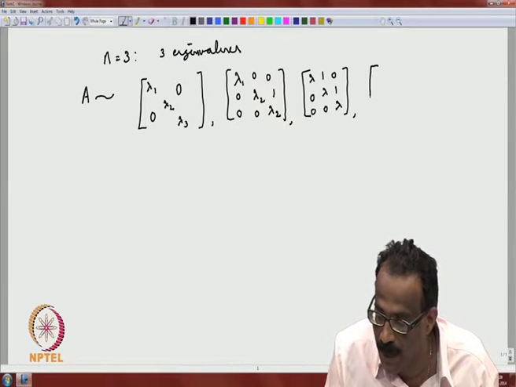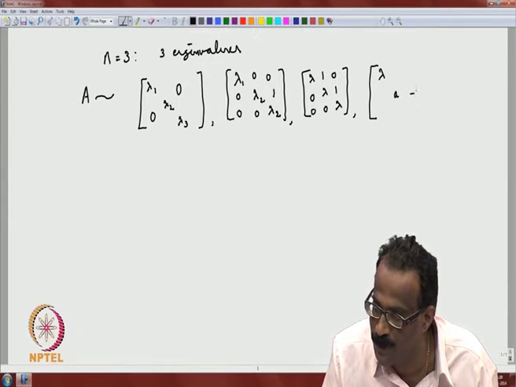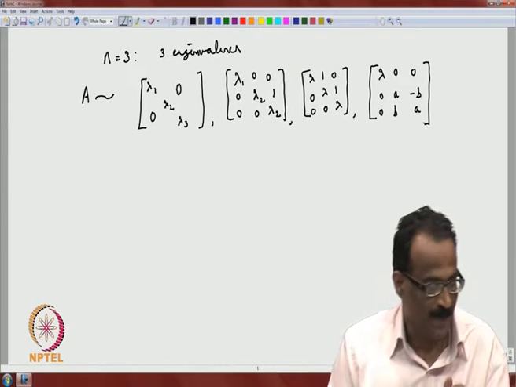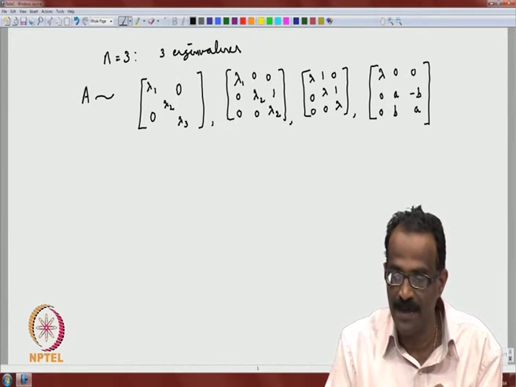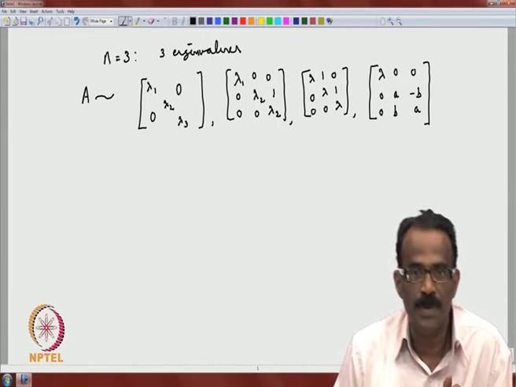Another case is one real and one complex pair: you will have an eigenvalue of this form, and you have a block of this form a minus b b a. You will have 0 here, 0 here, 0 here, you see. And with all these you will see that you can compute e power B.